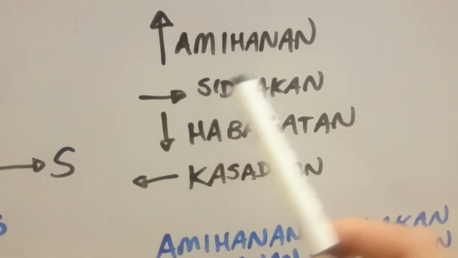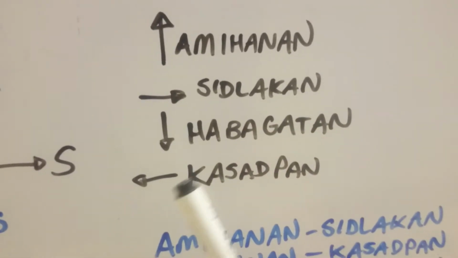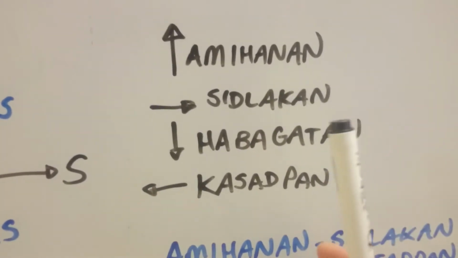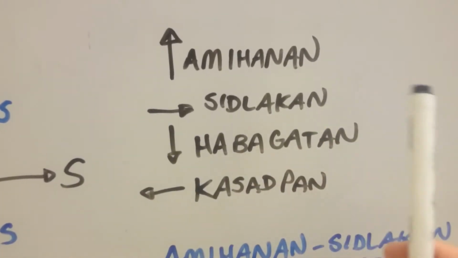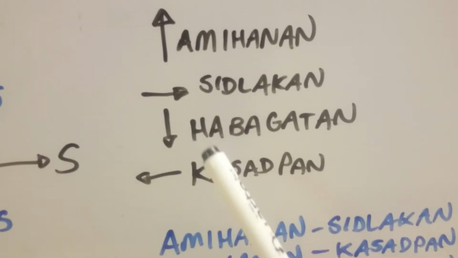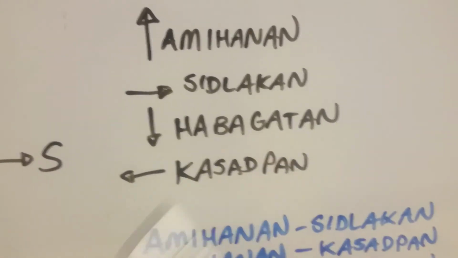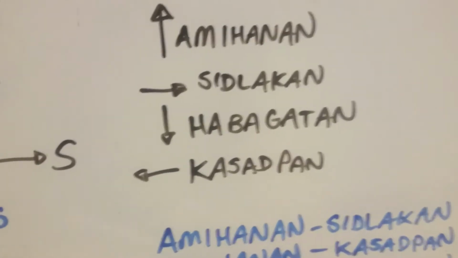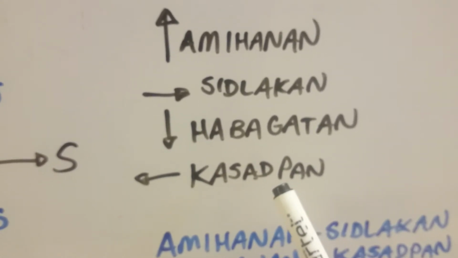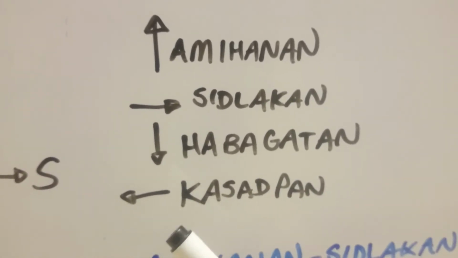East is Sidlakan, right? Sidlak meaning the place or the origin where the sun rises. Sidlakanan is the area where that sun rises, because the sun rises in the east and then sets in the west. So Sidlakanan is where the sun rises, or Sidlakan is the east. South is Habagatan. Habagat meaning in the southern area, but with that ending we get southern or south, right? Habagatan. And then Kasadpan is where the sun sets, so Kasadpan meaning west.